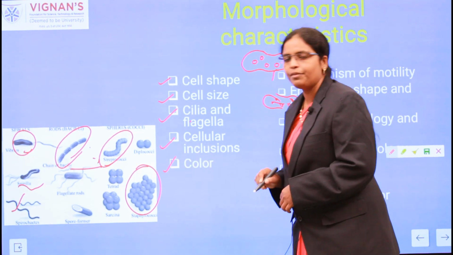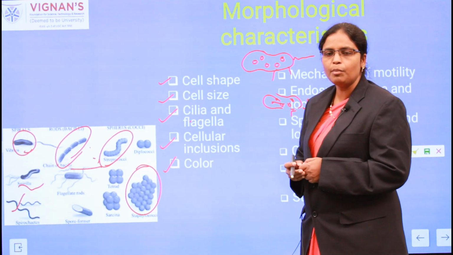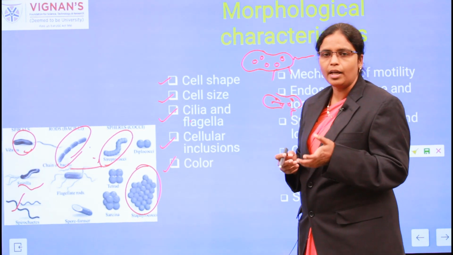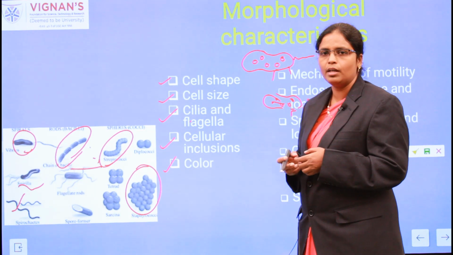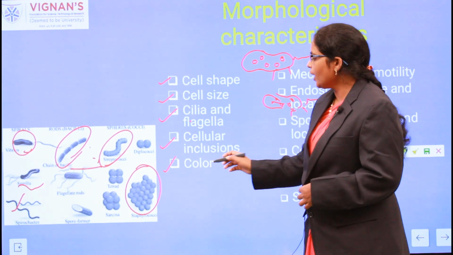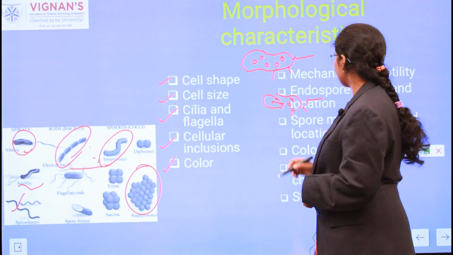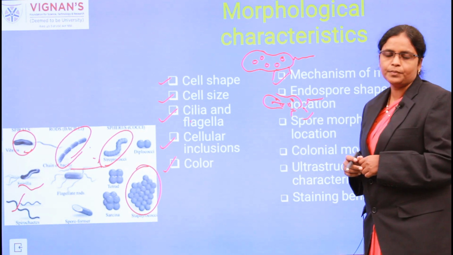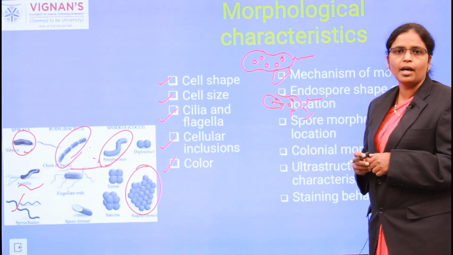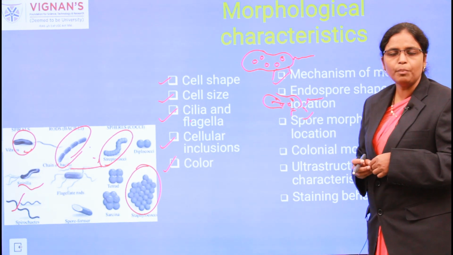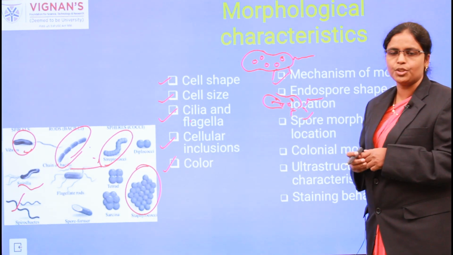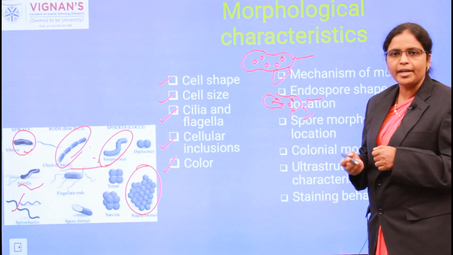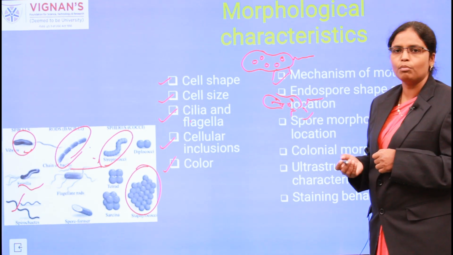And another morphological feature, color. If you see the microorganism, what is the color of the organism? Whether it is pink color, yellow color, white in color or red color. So based on the color, we can identify the organisms. And next, another feature is the mechanism for motility. Some of the microorganisms are motile in nature, and some are non-motile in nature. So based on the movement, we can identify whether it is motile or non-motile.